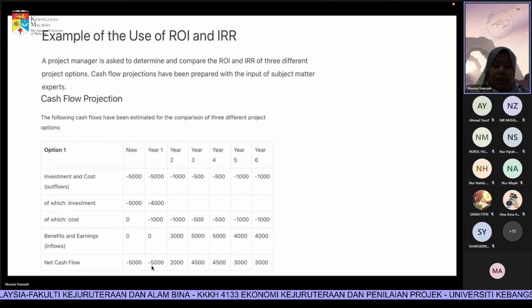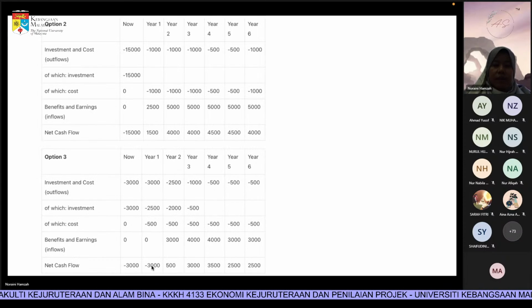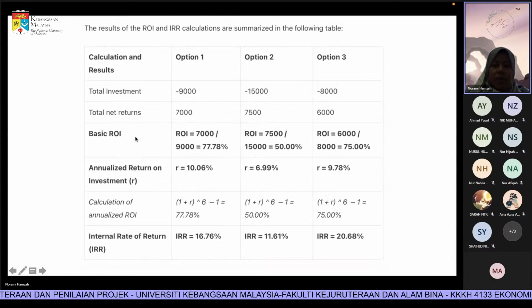Mana 9? Macam ni dia dapat 9. 9 tu apa? 9, 15, 8. Sama ke tak sama? Investment in which cost? Tak, I pun tak tengok in detail. Tak apalah, nanti you tengoklah in detail.